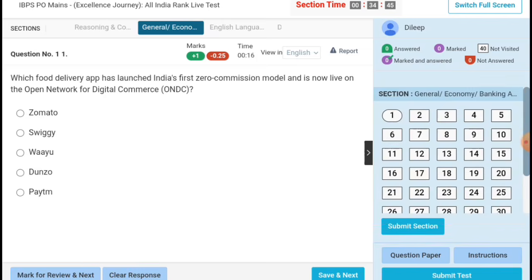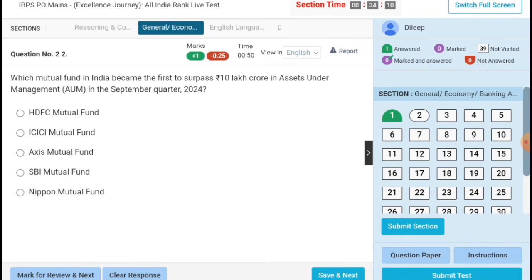Which food delivery app launched India's first zero commission model and is now live on the Open Network for Digital Commerce? I think it is Ting Ju or Vayu. It is for you.